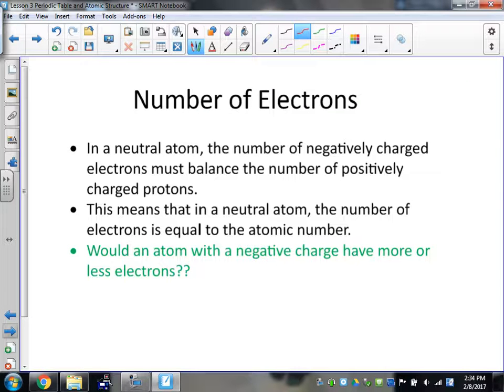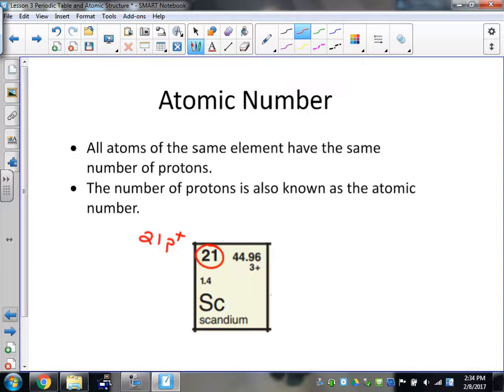Number of electrons in a neutral atom. When we say neutral, that means it has no charge. In a neutral atom, the number of negatively charged particles has to equal the number of positively charged particles. So if I had 21 protons, I'd have 21 electrons in a neutral atom. Protons and electrons have to be the same. Got 21 positives, I need 21 negatives to balance that out. Good?